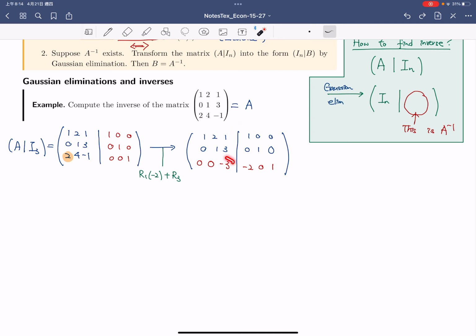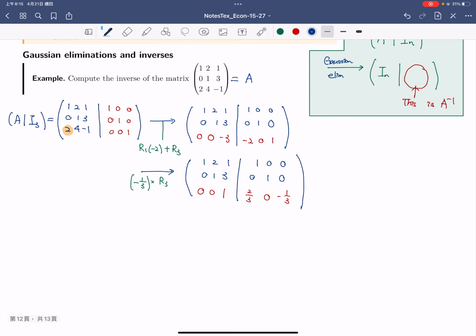Okay, next. So I want to transform this into the identity matrix. So I want to make this become 1. So I'm going to divide or multiply the entire row by minus 1/3. Then what I get is 1, 2, 1, 1, 0, 0, 0, 1, 3. These are unchanged. The only thing that I change is 0, 0, 1, minus 1/3, so 2 over 3, 0, minus 1/3.